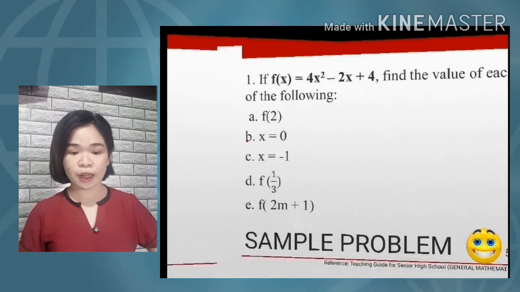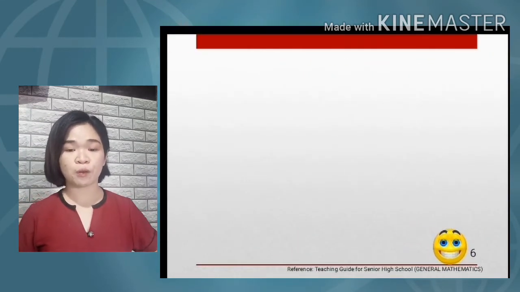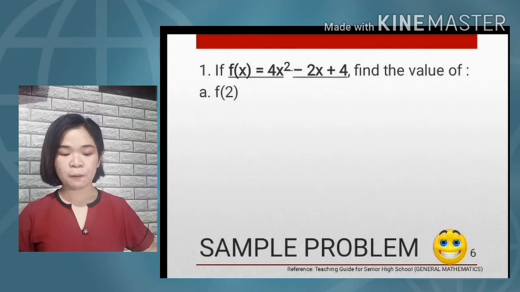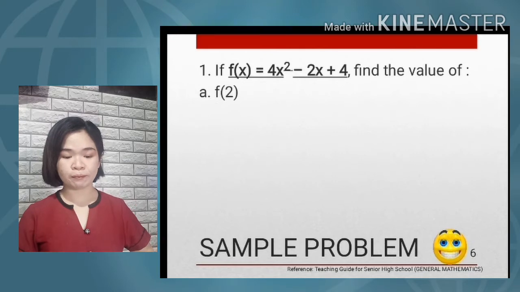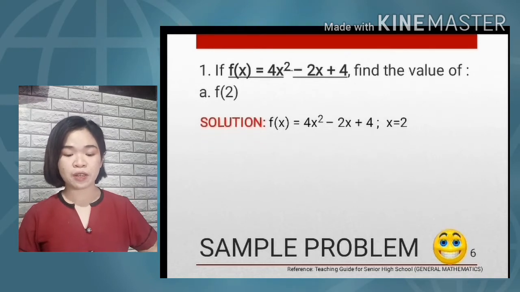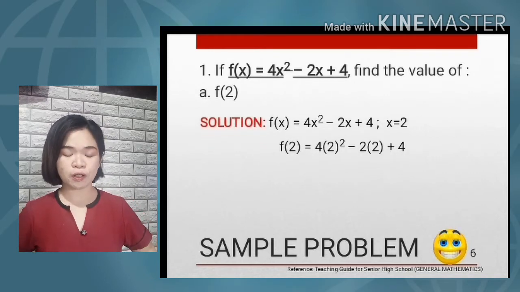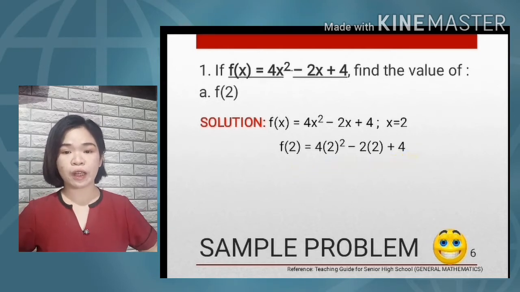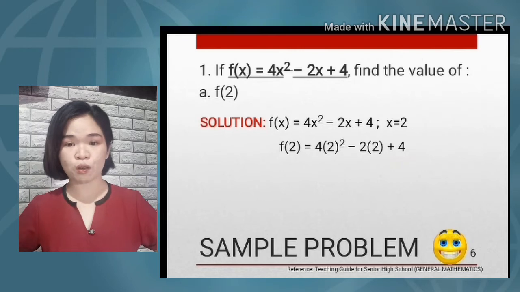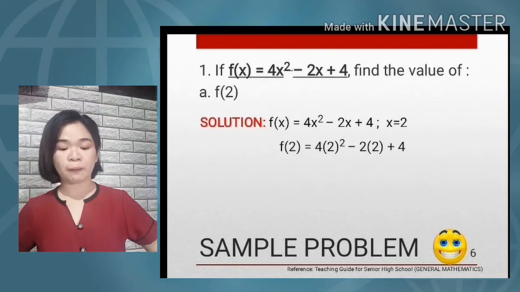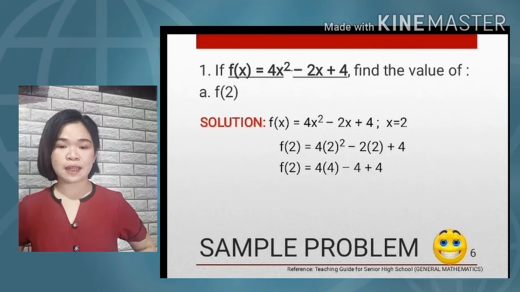So our function is f of x equal to 4x squared minus 2x plus 4. Letter A: f of 2, therefore the value of x is 2. So replace the values of x in the given function. That will be f of 2 is equal to 4 times the quantity of 2 squared minus 2 times 2 plus 4. From this, we apply the rule for GEMDAS.